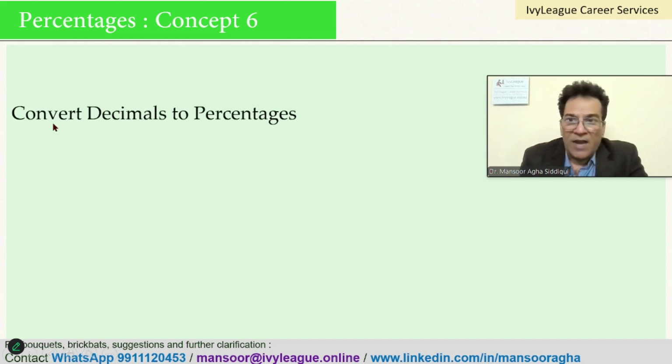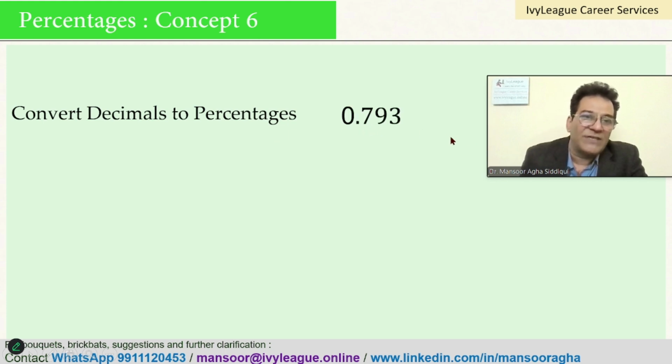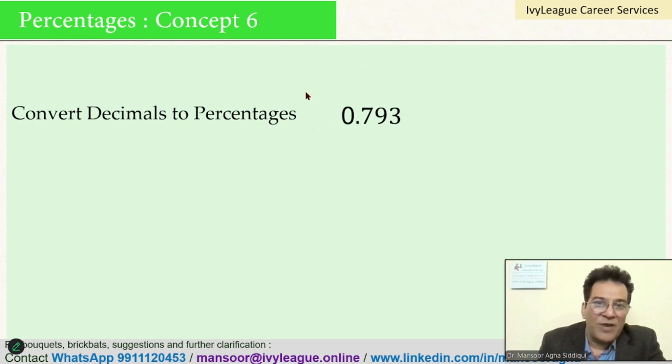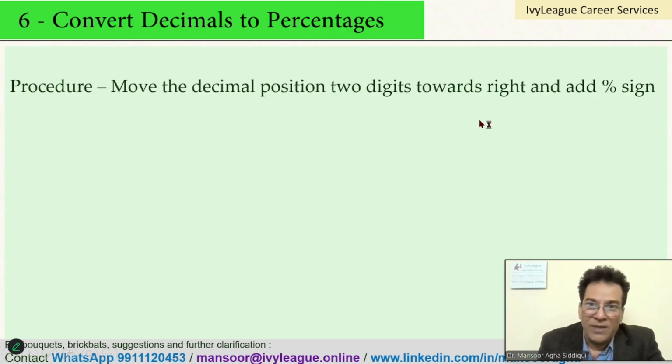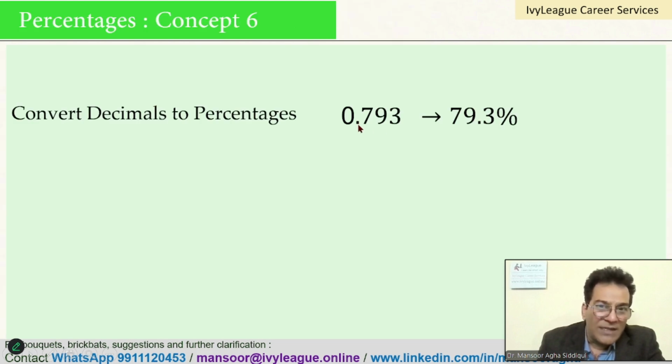Next concept. Converting decimals into percentages. Suppose you get a decimal value such as 0.793 and you have to convert it into a percentage value, which is 79.3%. So how do we get this 79.3? There are two methods to do that. First method is that you move the decimal position 2 digits towards the right and add a percentage sign. I'll bring it twice. First position, second position. So I will end up getting 79.3. Then I will add a percentage sign. This is the way to do it.